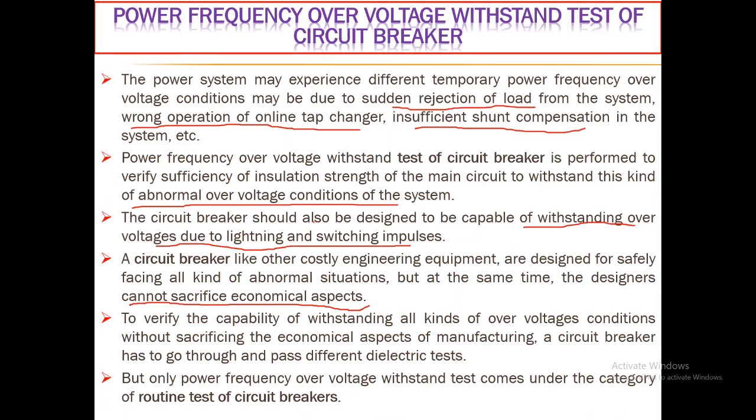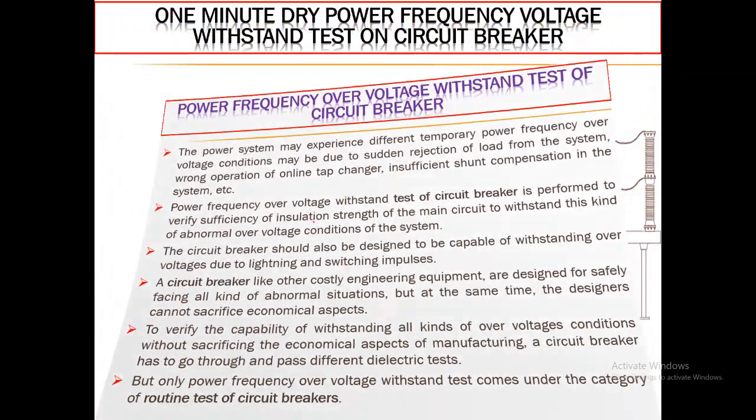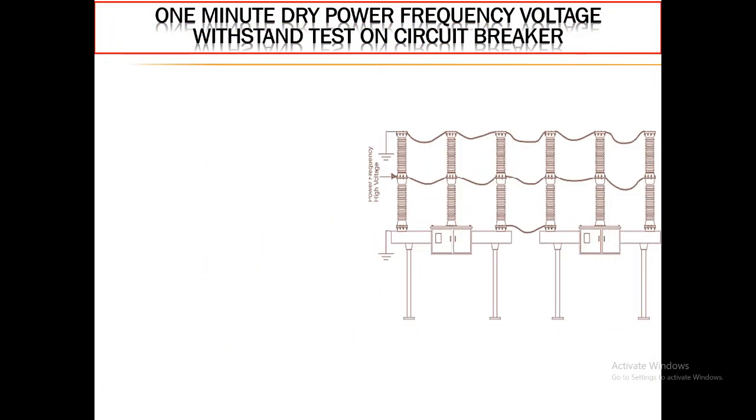So only the power frequency over voltage withstand test comes under the category of routine test of circuit breakers, whereas the impulse voltage test is put into the category of special test. Here you can see the basic circuit arrangement to conduct the 1 minute dry power frequency voltage withstand test on a circuit breaker.